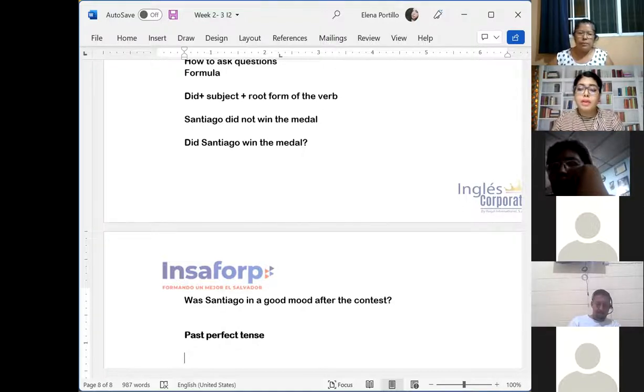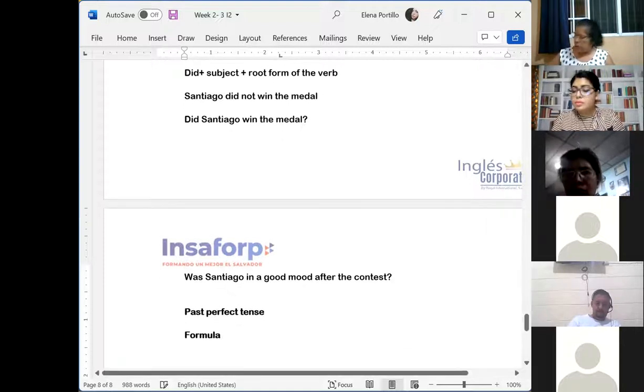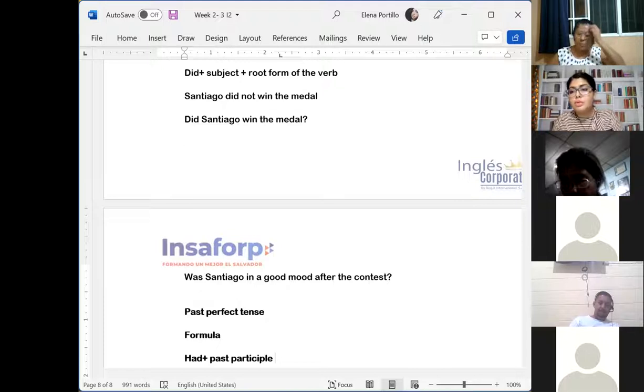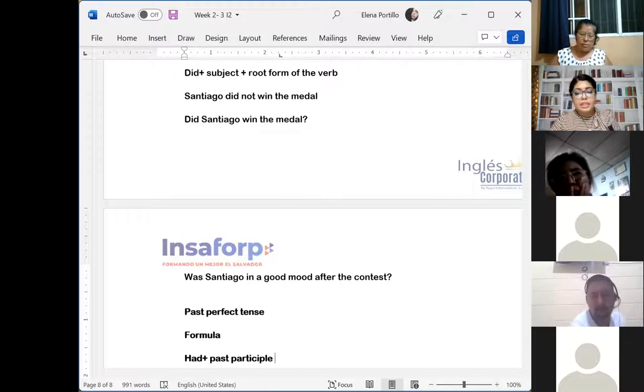And what's the formula for this tense? So we are going to see. Had plus past participle. So in this case, we are not going to use the root form of the verb. We are going to use the past participle. It doesn't matter if the subject is singular or plural. In this case, we are not going to use the rules for the singular and plurals. And the formula doesn't change.